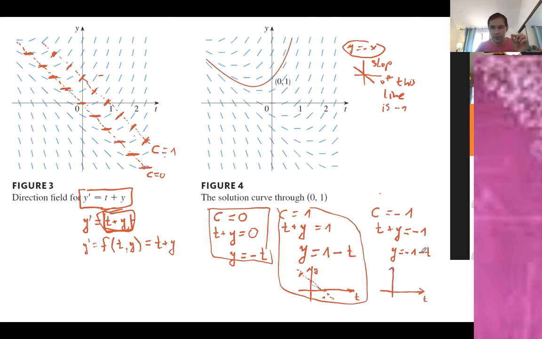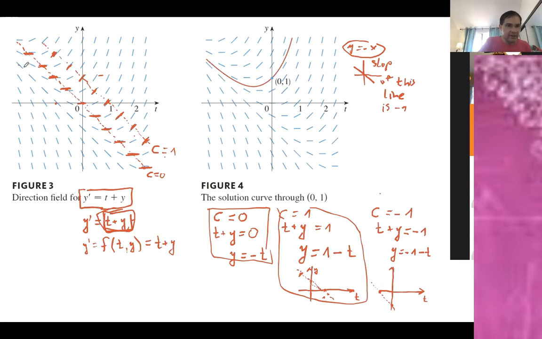For example, when t is equal to zero, then I have negative one. And if t is equal to, let's say, negative one, then y is positive one, and zero. Okay, so this line is going to look like this. Let me draw this line over here. Maybe this is negative one.